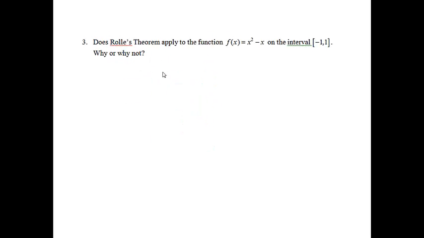Does Rolle's theorem apply to the function f of x equals x squared minus x on the interval -1 to 1? I have 3 checks for this. The first thing that I want to do is to make sure that f is continuous. And if I'm checking for that, this is definitely a continuous graph. It's just a polynomial. Number 2, is f differentiable? To check for that, let's actually take the derivative.